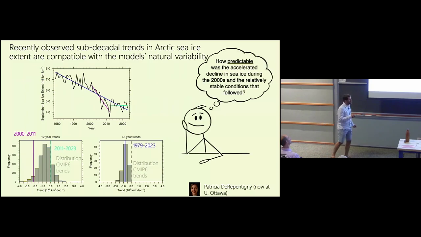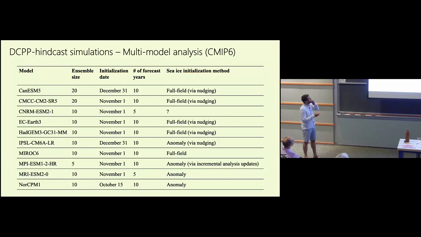Then the next question that Patricia wanted to answer is the ability of the models to predict those internally generated fluctuations in sea ice extent trends. And so she looked at about 10 models from the Decadal Climate Prediction Project, DCPP. So that's a MIP of the CMIP exercise that really focuses on those models that have the capacity to initialize predictions and to run predictions taking into account the state of the system at any time. So there are several models participating in that effort.